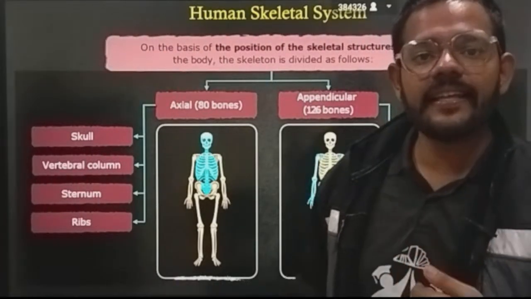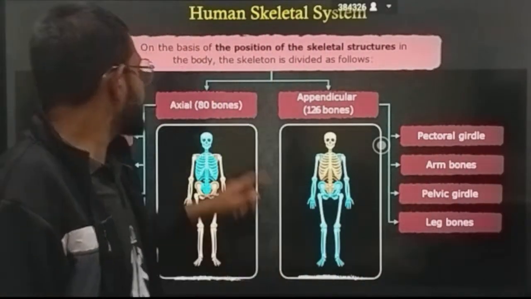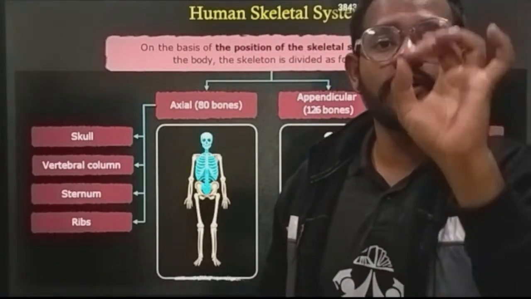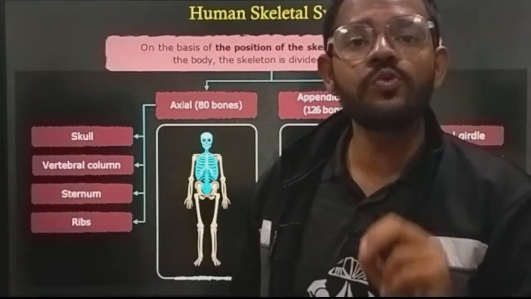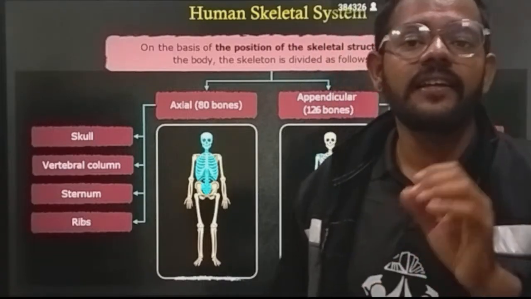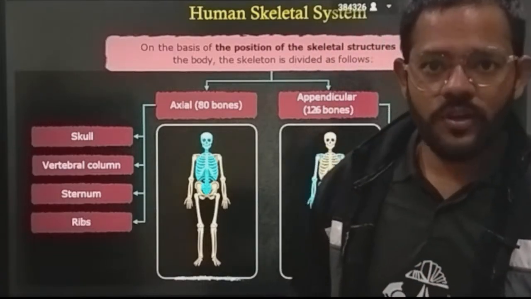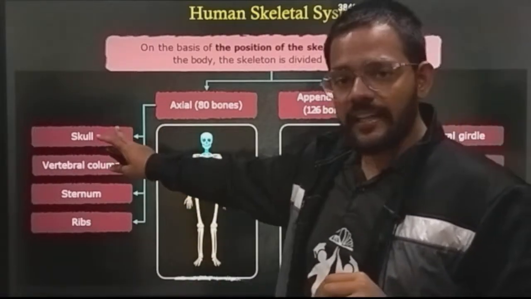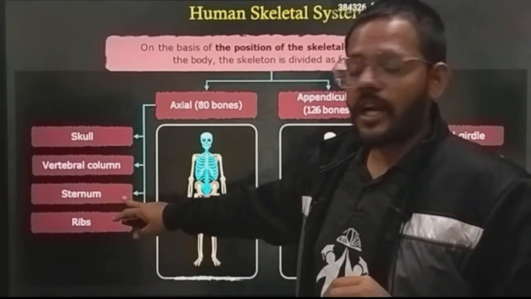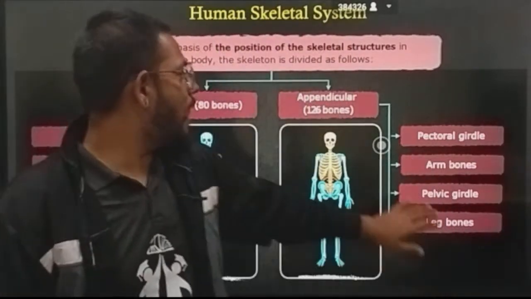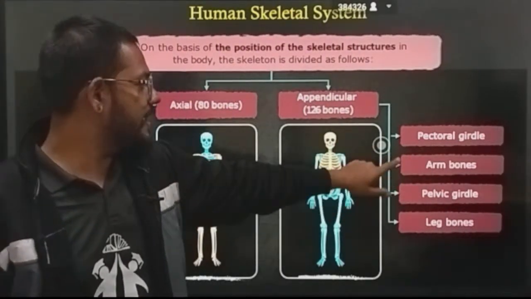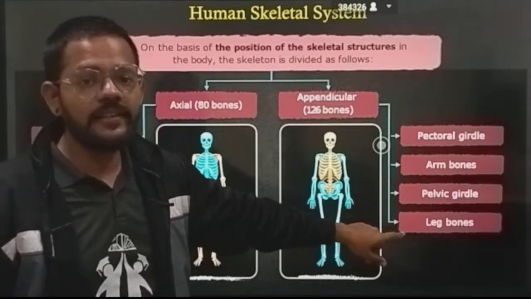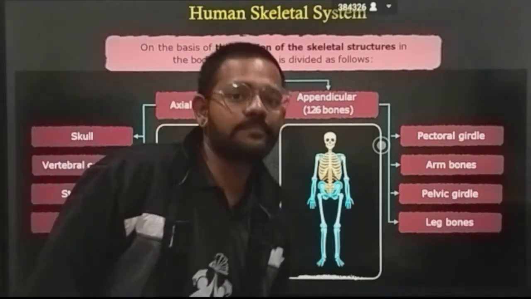So that is your appendicular skeleton, and that which is present in the middle of your body is your axial skeleton. The axial skeleton contains 80 bones while your appendicular skeleton contains 126 bones, a total of 206 bones inside your skeletal system. These are the components of the axial skeleton: skull, vertebral column, sternum, ribs. And these are the parts of the appendicular skeleton: pectoral girdle, arm bones, then pelvic girdle and leg bones, meaning your hind limbs.